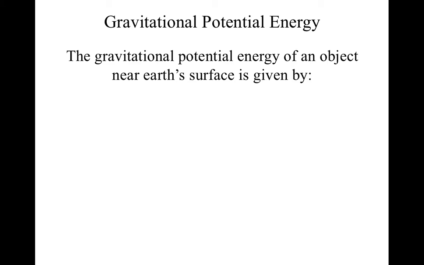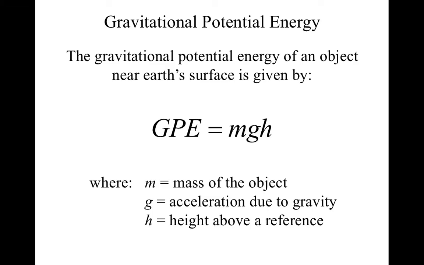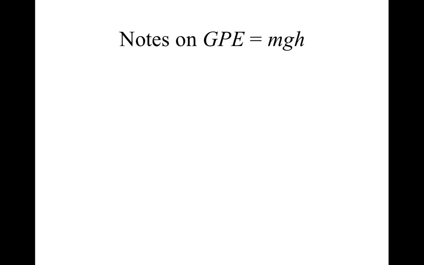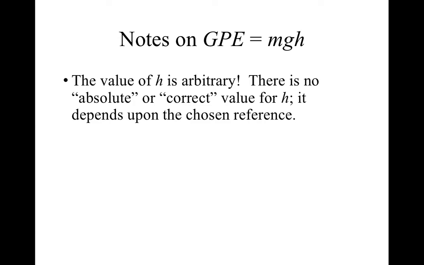Gravitational potential energy. So we're thinking about this near the Earth's surface. In other words, in this case, g is going to be 9.8 for the most part. And then we have mass, and we also have height above a reference. Okay, what do we mean by a reference? Well, h is pretty well arbitrary. h is just what you make of it.